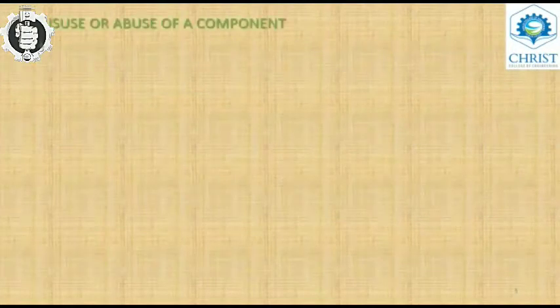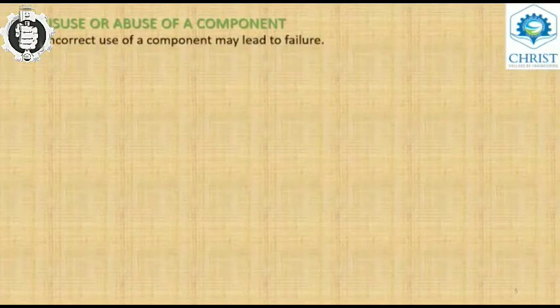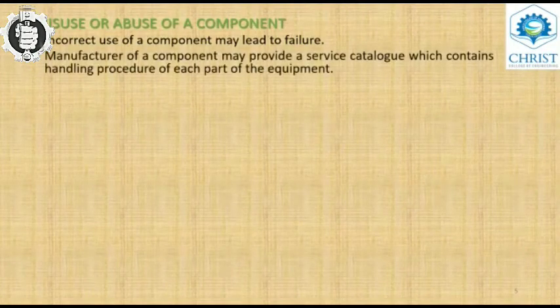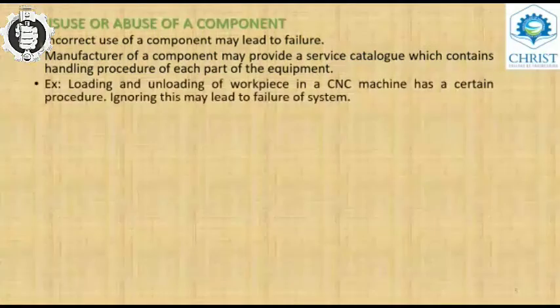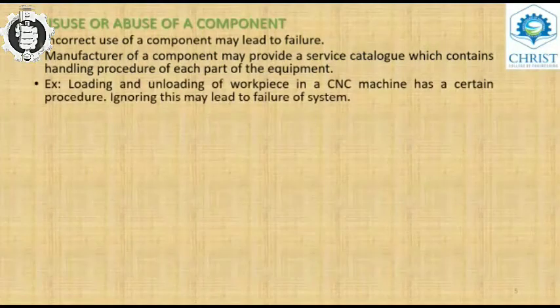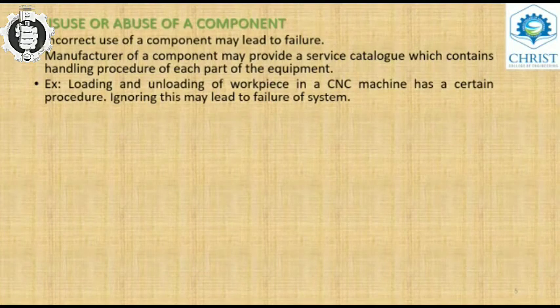So next we are moving to misuse or abuse of a component. The incorrect use of a component may lead to failure, as you know. The manufacturer of a component may provide a service catalog which contains handling procedures for each part of the equipment. So the total working must follow the service catalog. For example, the loading and unloading of a workpiece in a CNC machine has a certain procedure. Ignoring this may lead to failure of the system, as you can see in our CNC machine.